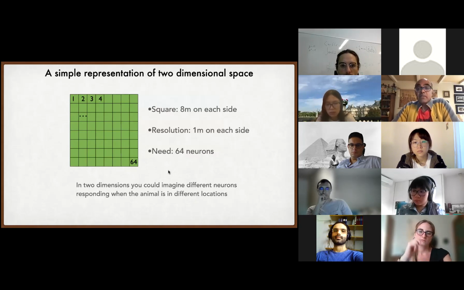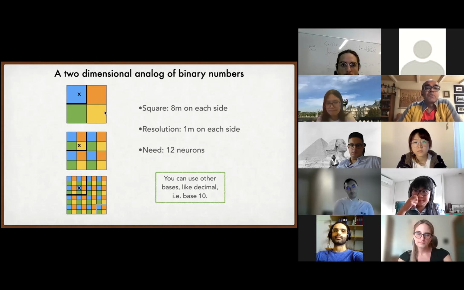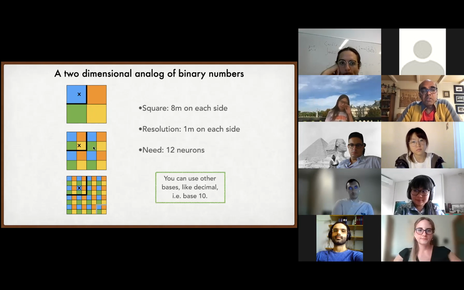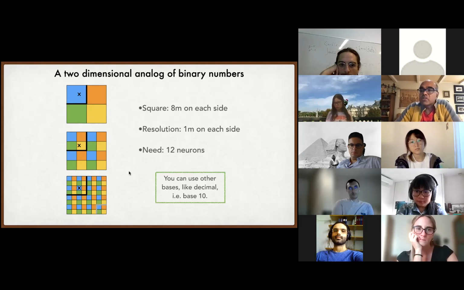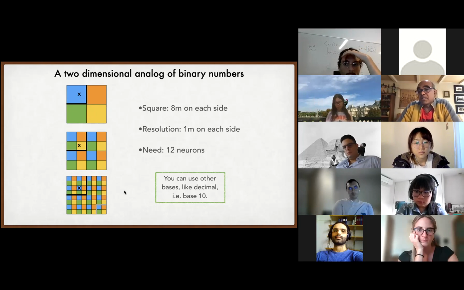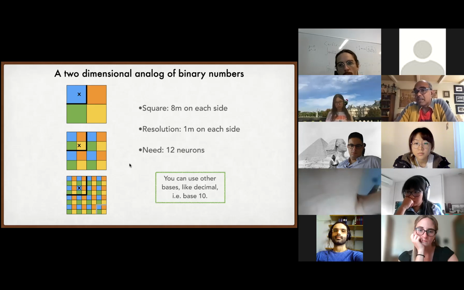Alternatively, you could try to define the 2-dimensional analog of binary numbers. So what would you do? You could divide the room into 4 parts, colored here blue, orange, yellow, and green, and then recursively subdivide again and again, so that basically the blue neuron here responds on this lattice of locations. The blue neuron here at the smallest scale responds on a finer lattice of locations. Observe that now you can achieve a resolution of 1 meter on each side, and you only need 12 neurons to represent this. It's a massive savings compared to the 64. So if you thought that the brain was expensive tissue and you should encode things with fewer neurons and make things more efficient, this is definitely better. And of course, you can use other bases like base 10.